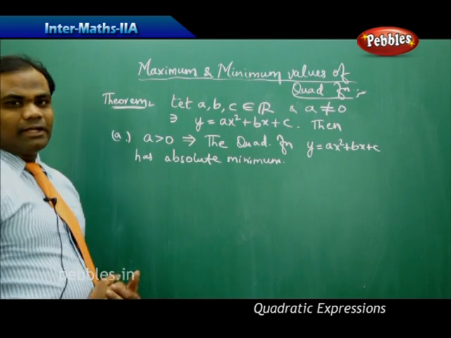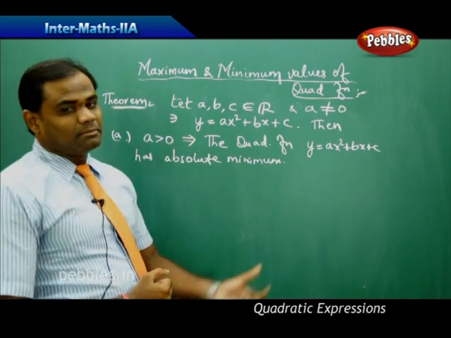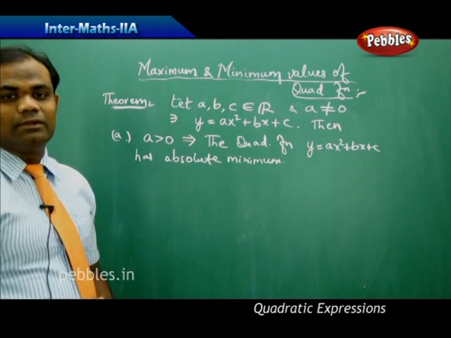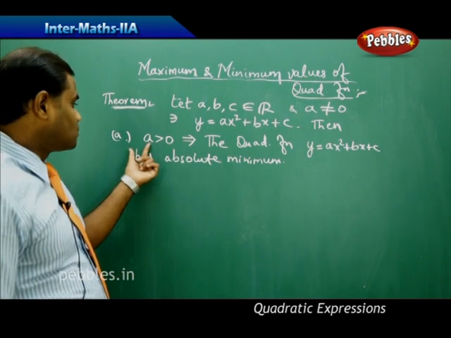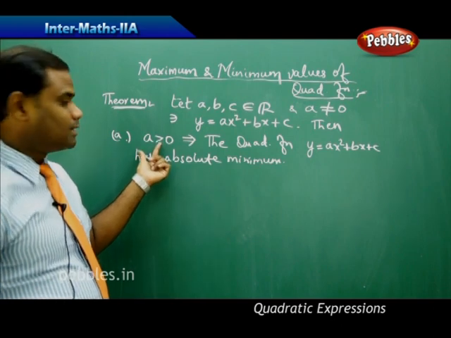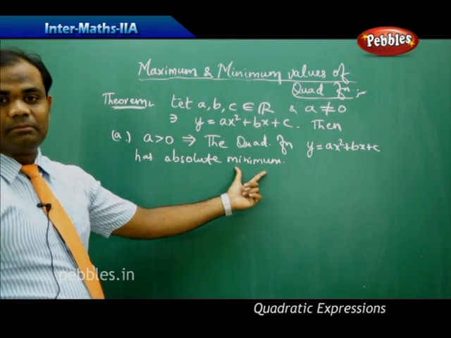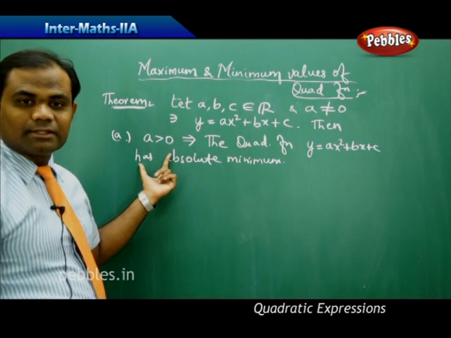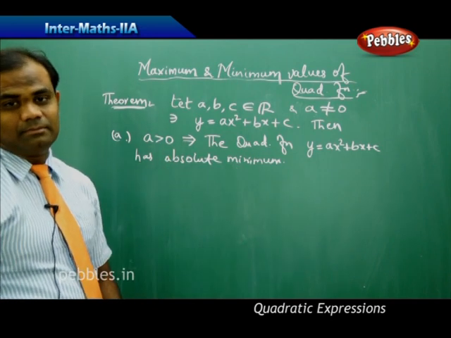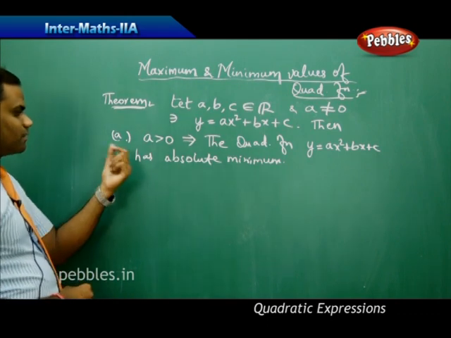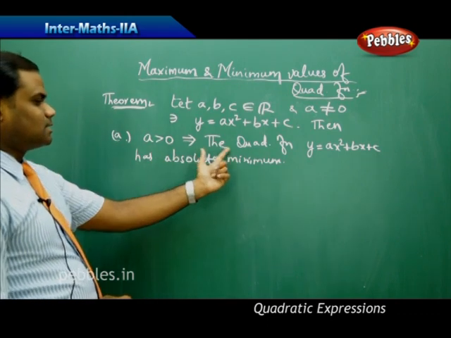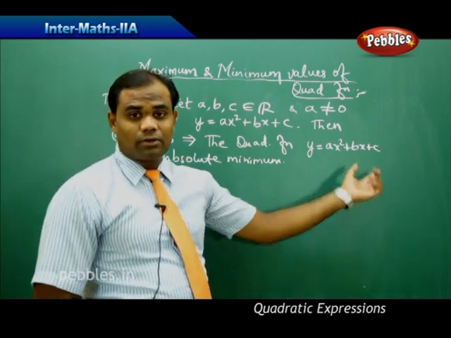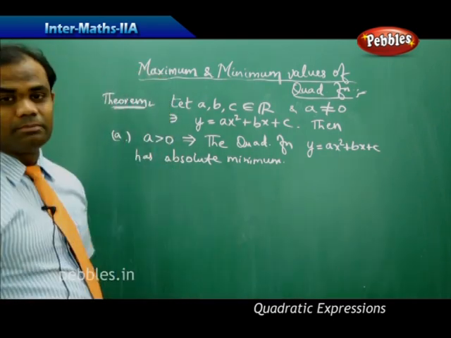absolute minimum. So here we relate a greater than 0 with a minimum value, and a less than 0 of course with a maximum value, is how we connect this coefficient of x squared, that is a, with its sign related to minimum. A positive, function minimum; a negative, function maximum. So therefore, the first statement says that a greater than 0 implies the quadratic function y equal to ax squared plus bx plus c, the general quadratic function, has absolute minimum.